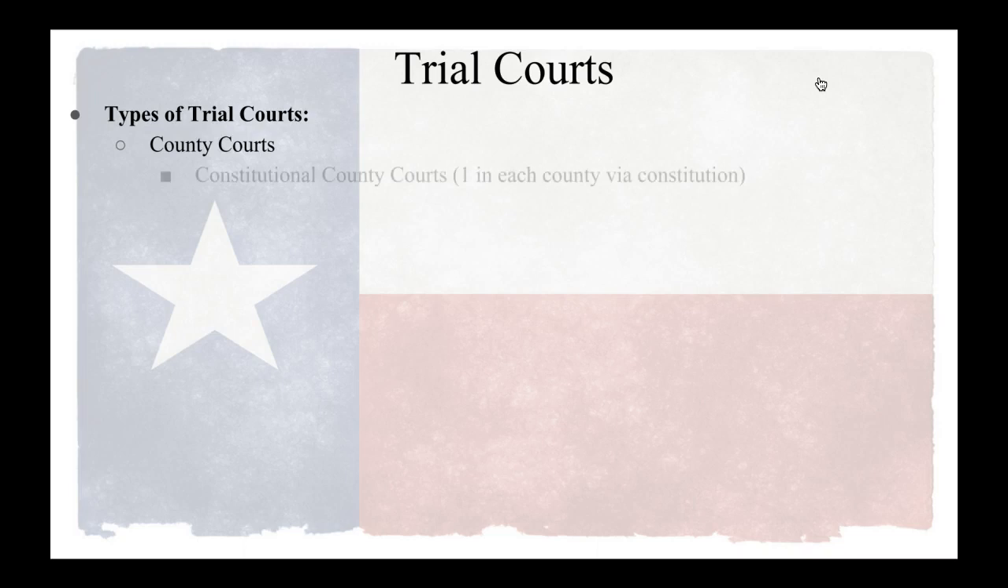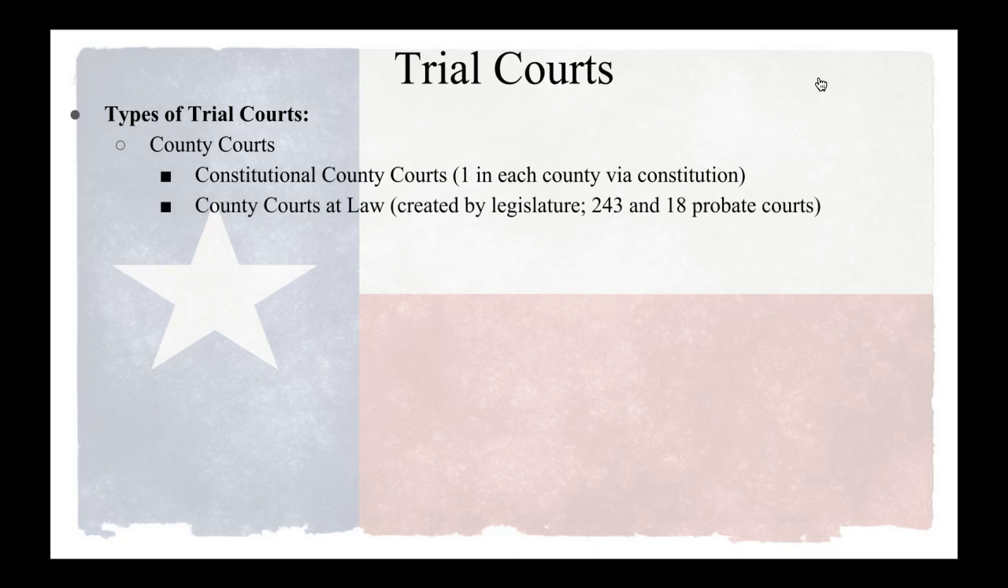Then you get to the county courts. County courts are going to be created by the Texas Constitution. There is one in each county, and so we have 254 counties in the state of Texas. Each county is going to have a county court. County courts at law, so there's also these constitutional county courts that are created, but then there's county courts at law that have been created in large urban counties by the Texas legislature.